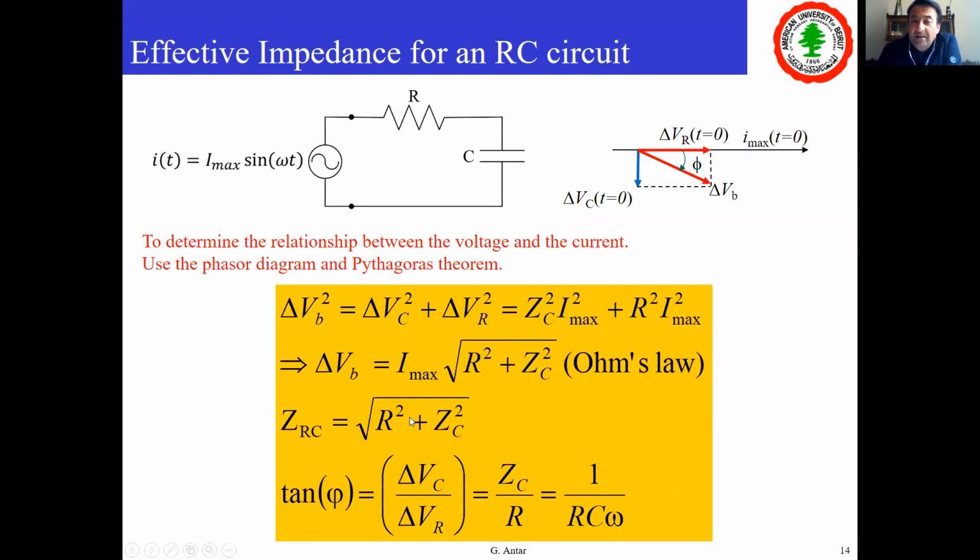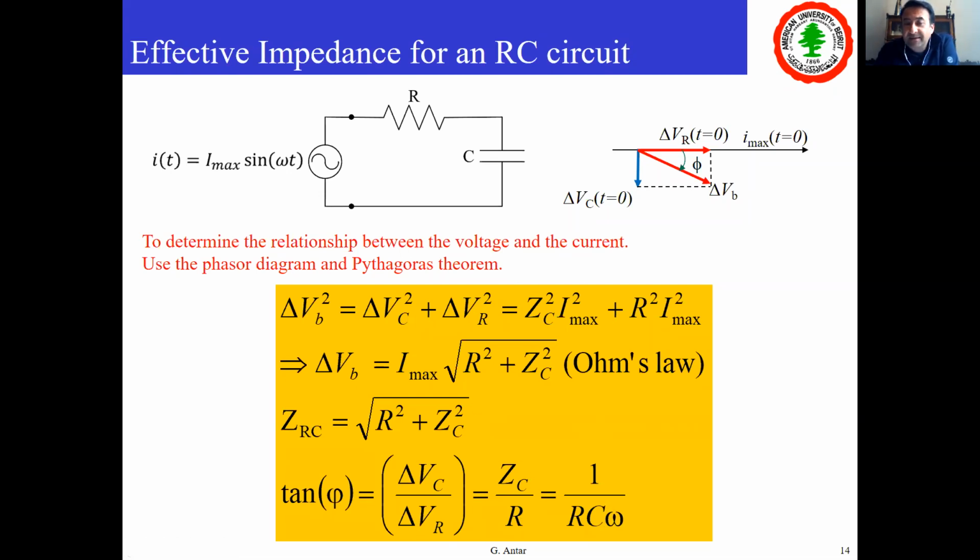Okay, and now the effective impedance of my circuit is going to be Z_RC equal to the square root of R squared plus Z_C squared. Now, what's the phase between the voltage around the battery and the current around the battery? The tangent of phi is equal to delta V_C divided by delta V_R. And so delta V_C is equal to Z_C I_max, delta V_R is R I_max, I_max and I_max go away, and I'm left with Z_C divided by R, or 1 over RC omega.